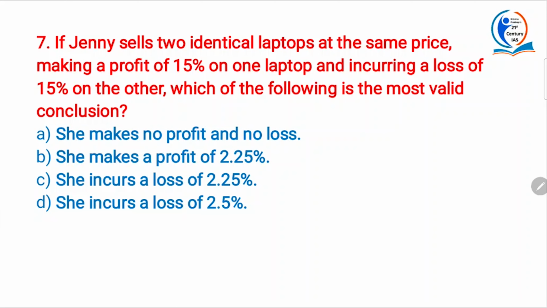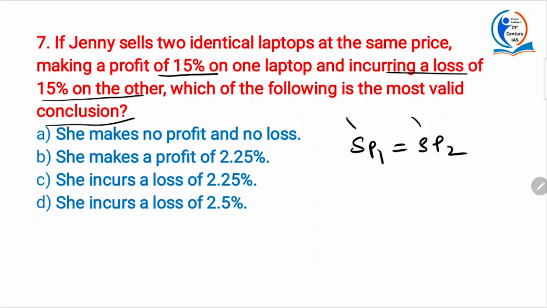All right. If Jenny sells two identical laptops at the same price, making a profit of 15% on one laptop and incurring a loss of 15% on the other, which of the following is the most valid conclusion? In the last class, we have seen that if the selling price of two articles is same, when SP1 is equal to SP2, and there is profit percentage of X% on one, and then there is loss percentage of X% on the second one.